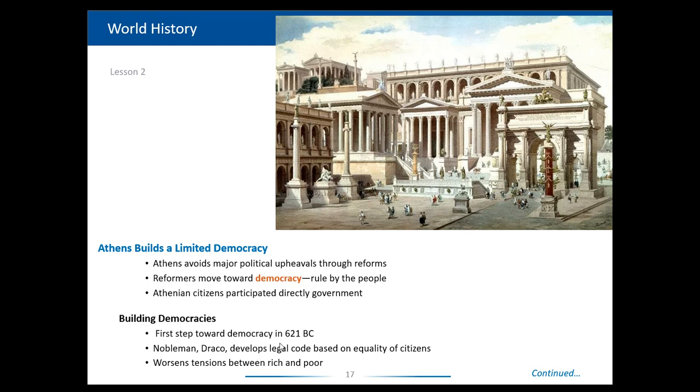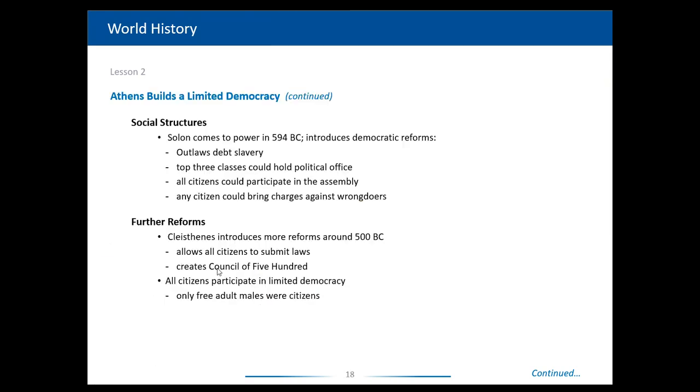So the rich and the poor clashed because of these laws. And the social structure also centered around this democracy. So Solon comes to power in 594 BC, and he introduces democratic reforms. He outlaws debt slavery, which is a good thing.